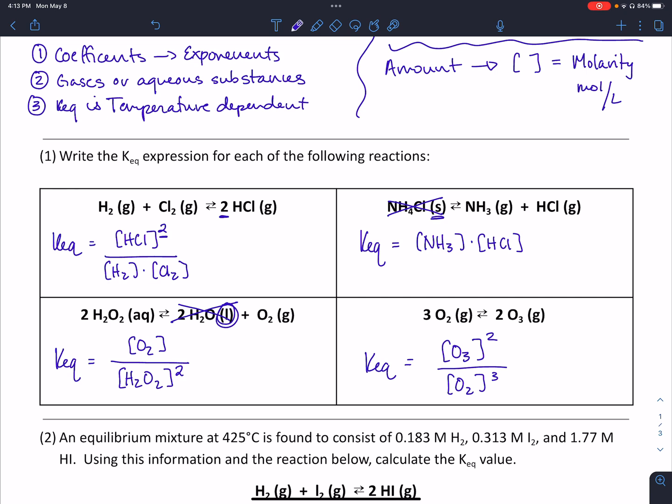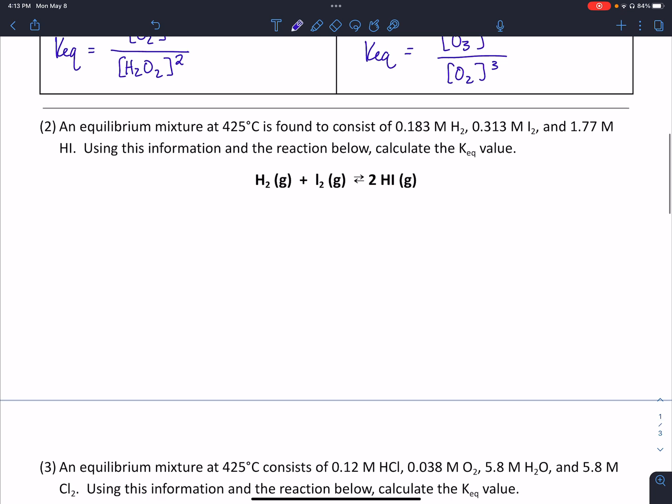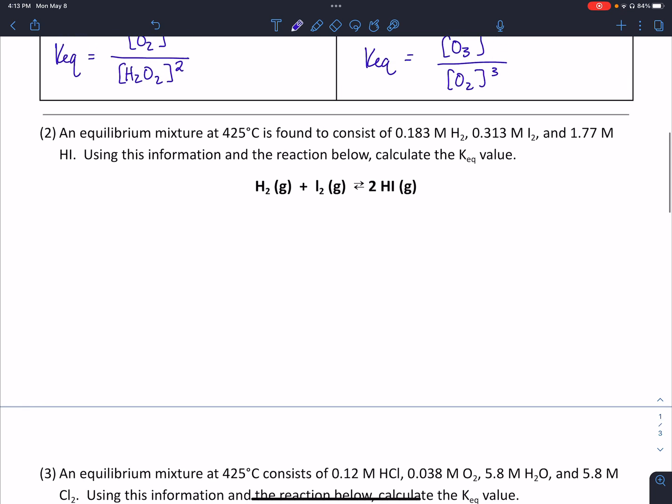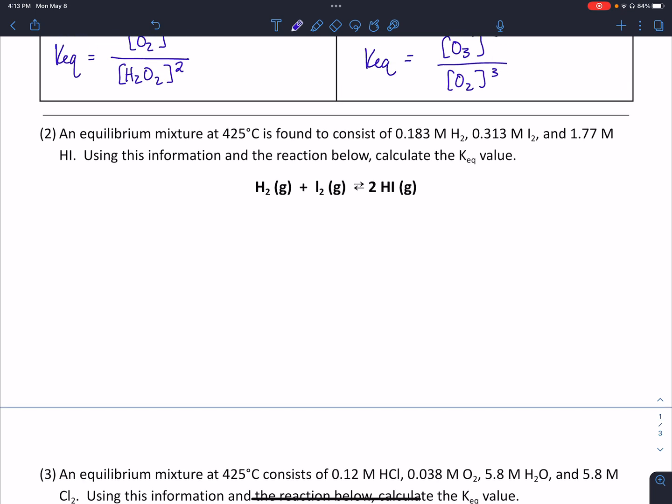All right, so those are just a couple examples of how to write the KEQ expression. Please make sure that you use balanced reactions. All right, if the reaction is not balanced, then you're going to be out of luck. You might be okay if they're all ones, but if they're not, then you're going to miss your powers. All right, so now let's try a problem where we actually calculate that KEQ.